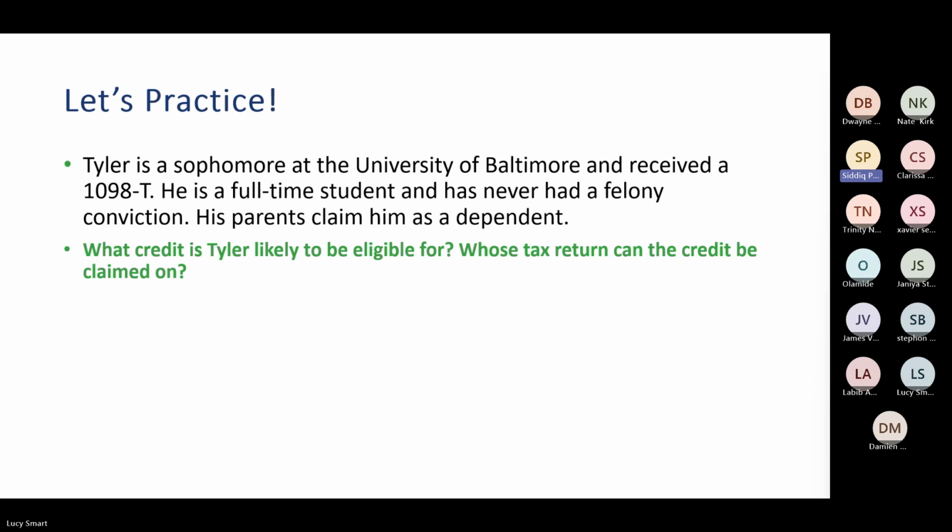Okay, let's practice. Tyler is a sophomore at University of Baltimore and received the 1098-T. He is a full-time student and has never had a felony drug conviction. His parents claim him as a dependent. What credit is Tyler likely eligible for? Whose tax return can the credit be claimed on?